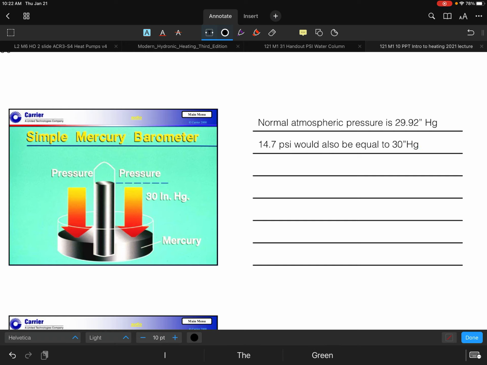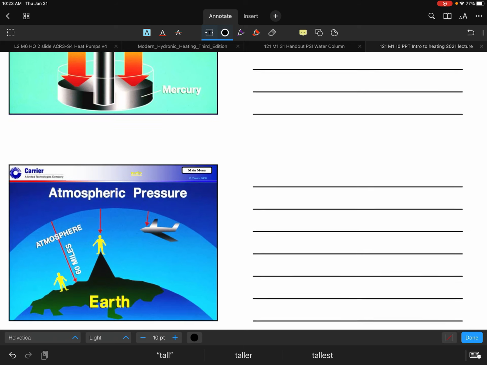Another equivalent that we would be dealing with typically, as I had mentioned earlier, is that it's also equal to roughly about 34 feet. So if I made a barometer out of water, I'd have to have a barometer that would be about 34 feet tall to do the same thing. Obviously, mercury can be much smaller simply because it's so much heavier than water as a fluid. So that's primarily the reason why that is.